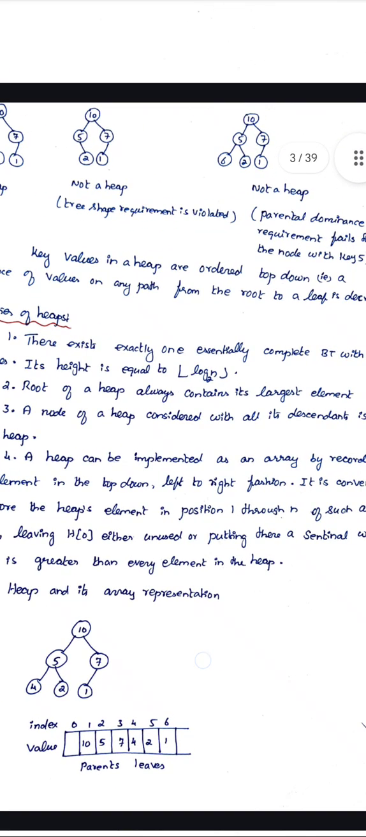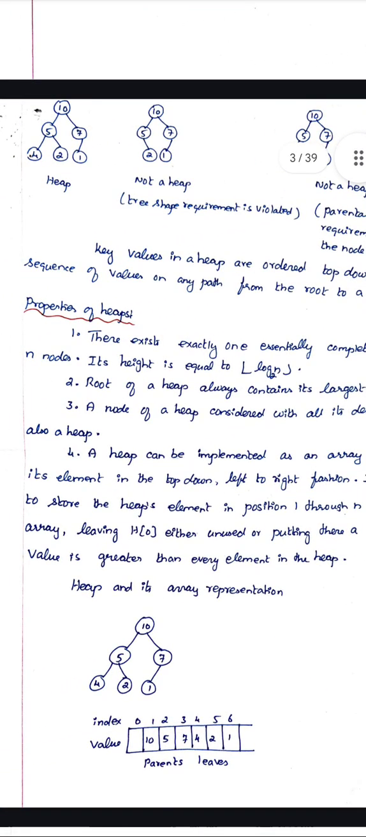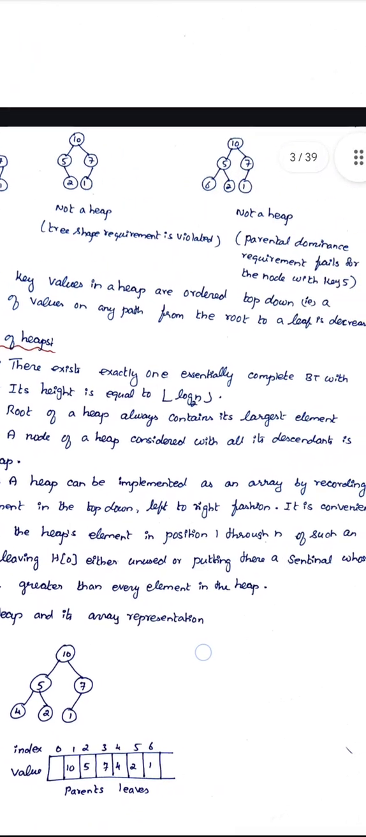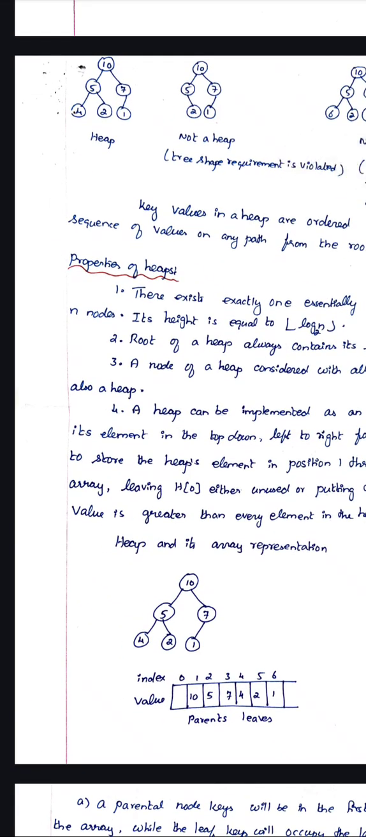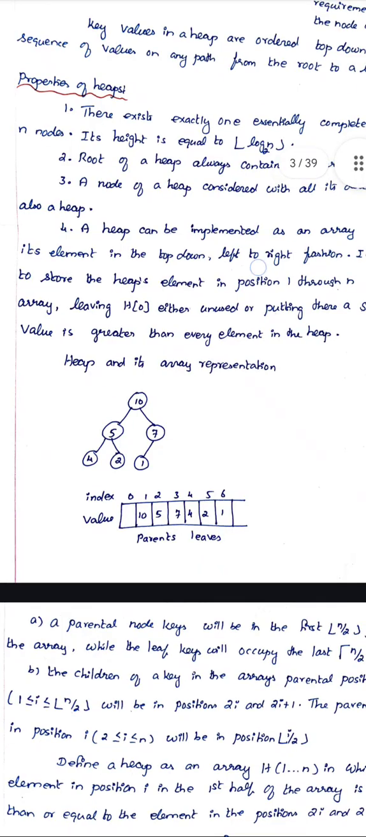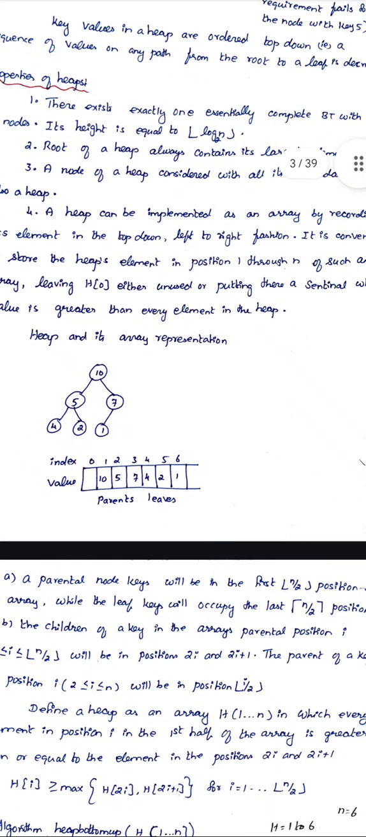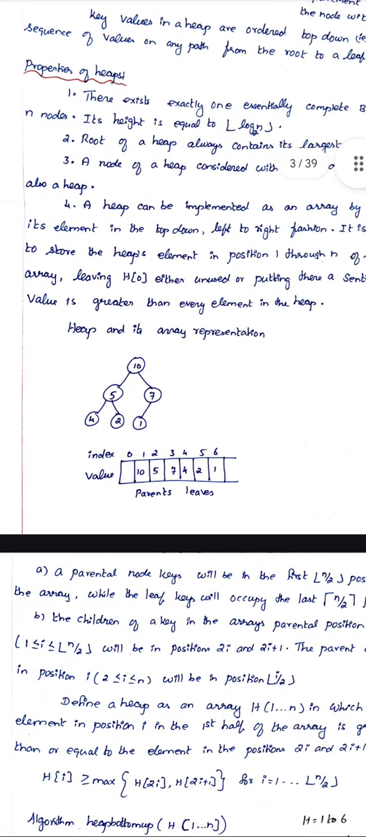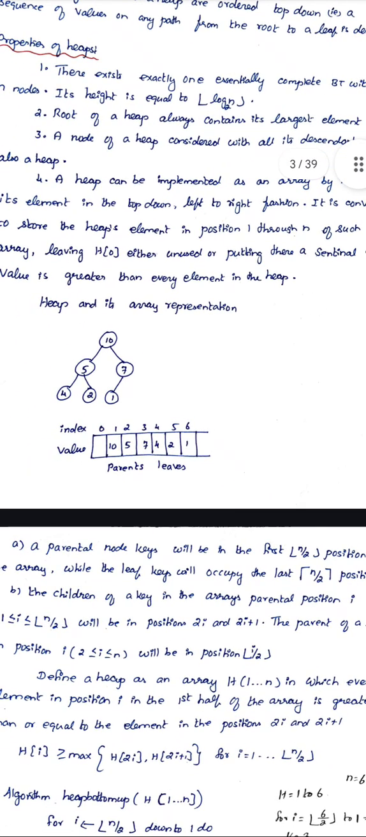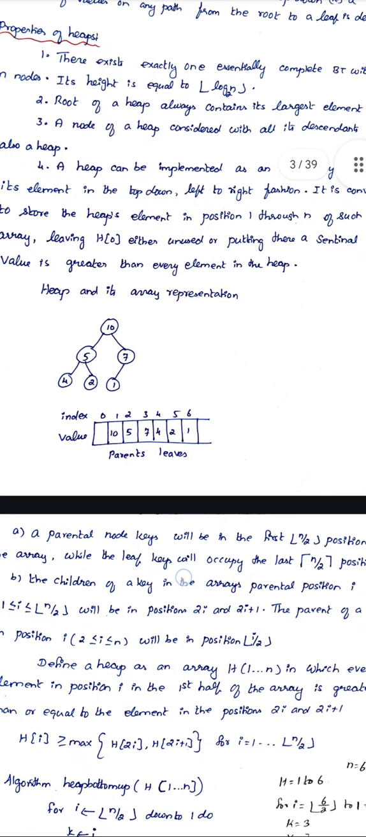Key values in the heap are ordered top down; a sequence of values on any path from the root to a leaf is decreasing. Here are the properties of a heap. There exists exactly one essentially complete binary tree with n nodes; its height is equal to the floor of log n to the base 2. The root of the heap always contains the largest element. A node of the heap considered with all its descendants is also a heap.